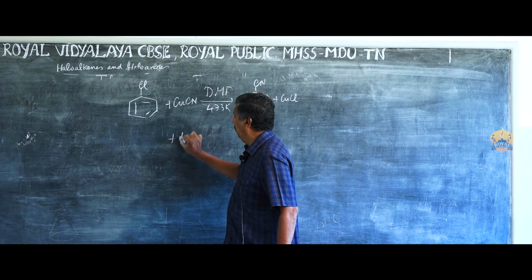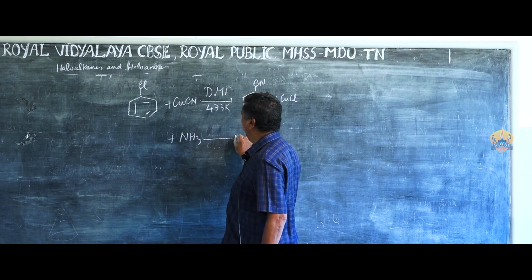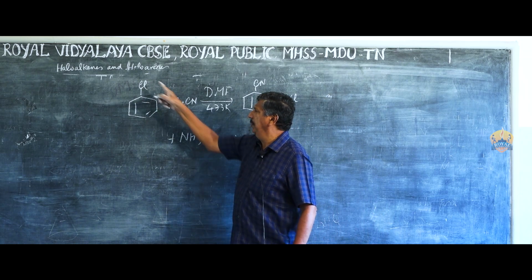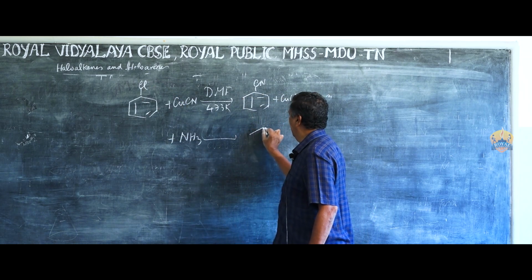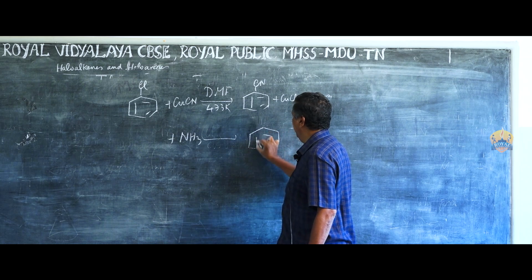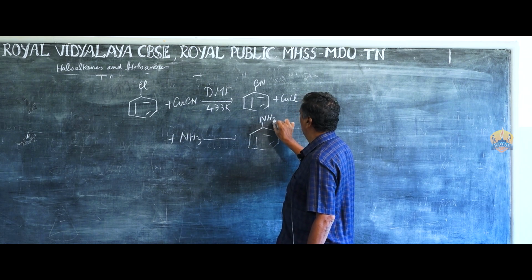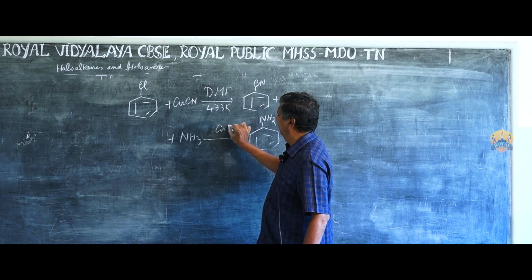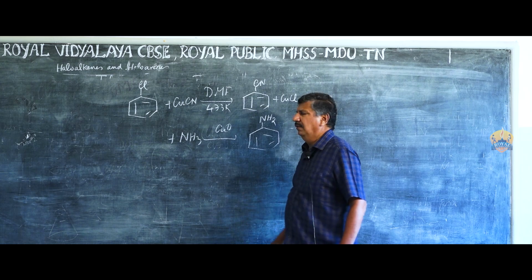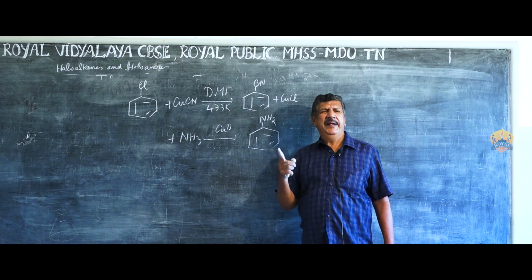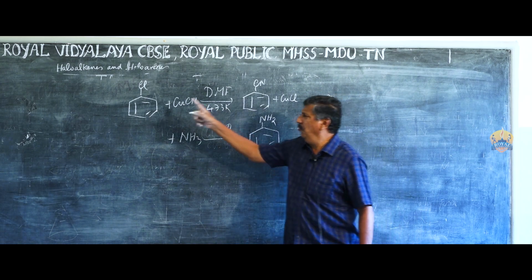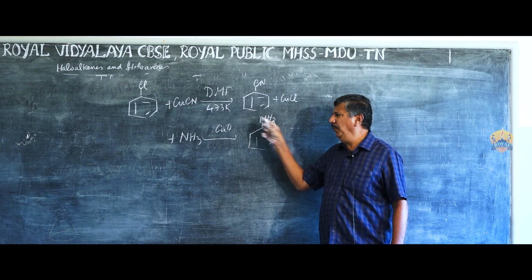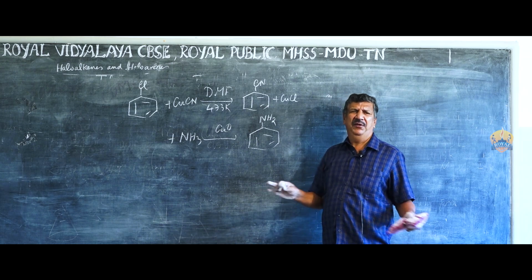Suppose when you treat with ammonia, you can guess the answer. HCl will be removed, you see. That's all. The product will be aniline, and this is the catalyst. Suppose when anybody asks chlorobenzene to aniline, NH2 can be introduced by using NH3. That's all. You have this technique.